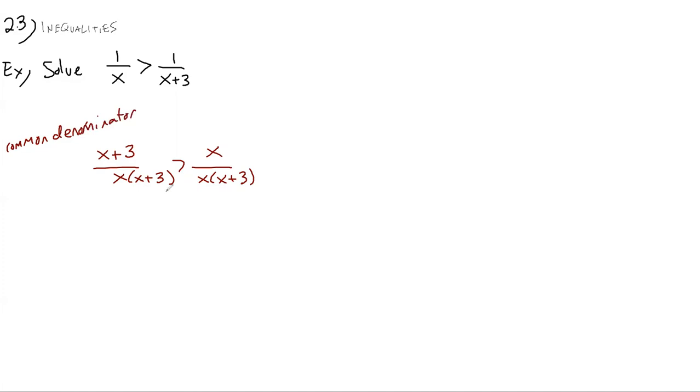I've multiplied the left side by 1, and I've also multiplied the right-hand side by 1, so I haven't done anything. But then you look at this and you're like, okay, I've got the same denominator, so basically I'm just comparing the tops. So we'd have x plus 3 is greater than x. And then you look at this and you're like, well, yeah, x plus 3 is always greater than x. So you might think for this that your answer is all real numbers. It's always true.